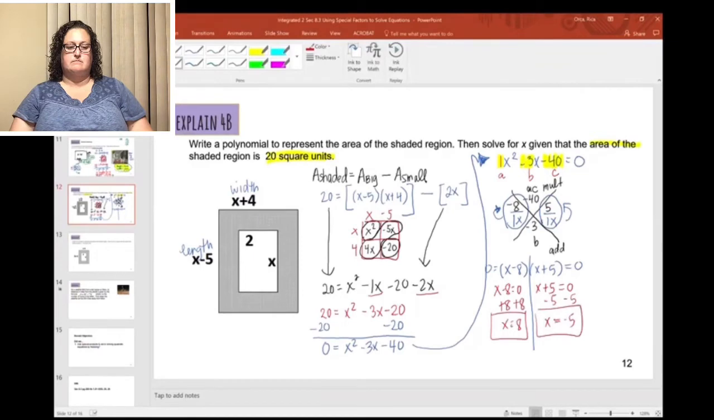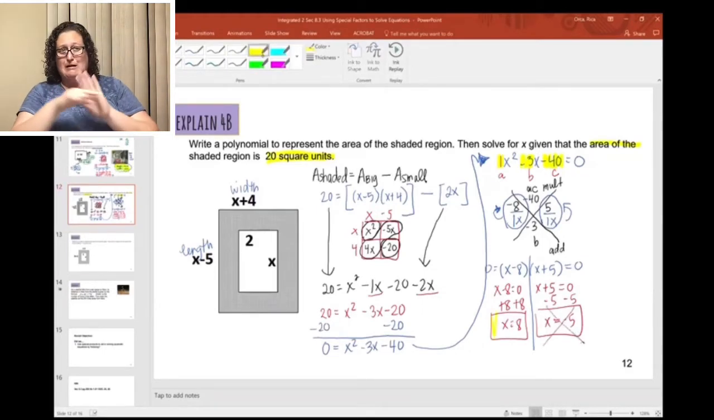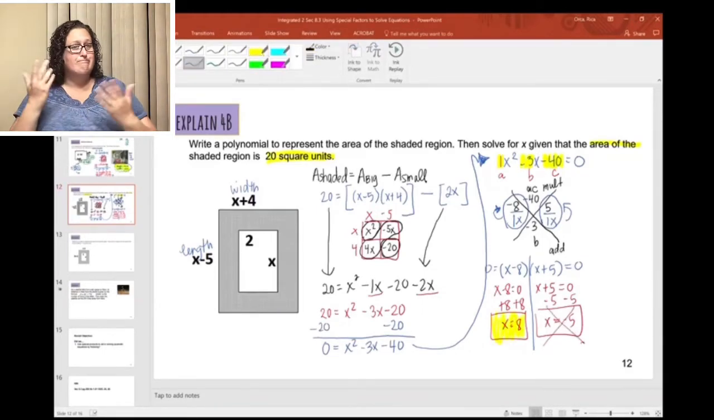Now remember, we're referring to the length of a rectangle. So the length of a rectangle can never be negative, which means that our answer is x equals 8. So this is the solution.